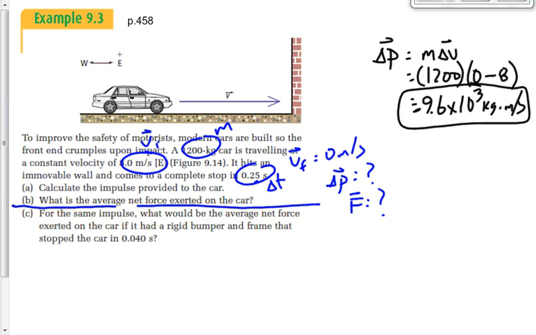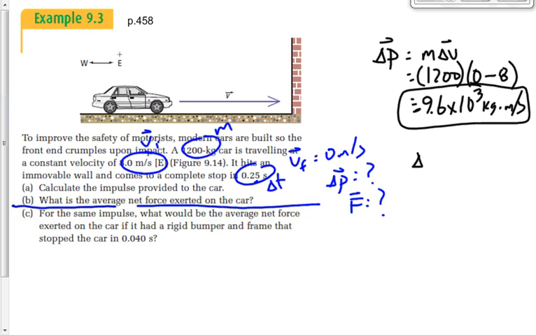Where's the negative come into play there? Travis? I'm sorry? 0 minus 8, yeah. But what does it mean? Well, the impulse is to the left, but you can also think of it as a loss of momentum because it's a negative impulse. Question B, what's the average force exerted on the car?